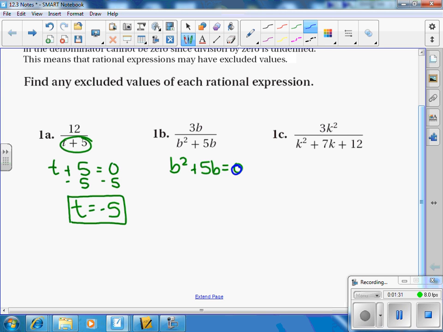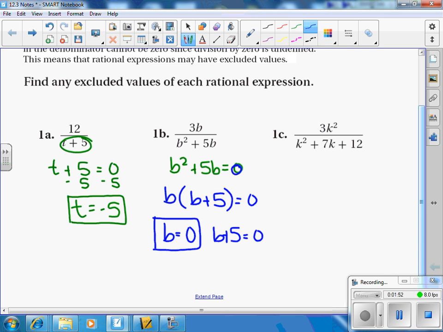Well, there's GCF. They both have a b, so I'm going to take that out. And then I'm left with b plus 5. Can't do anything else with it, so this is all done factoring, and now I get to split it up into two things. B equals 0, and then b plus 5 equals 0. So this one's already solved. This is one of my excluded values.